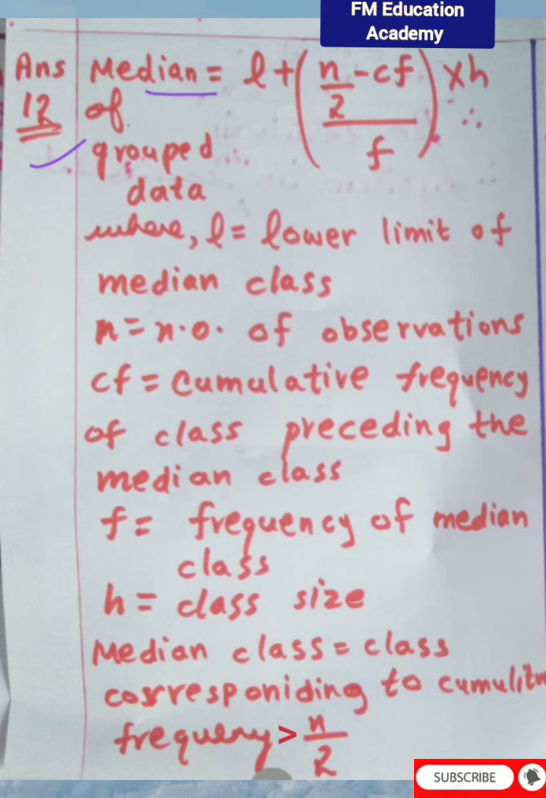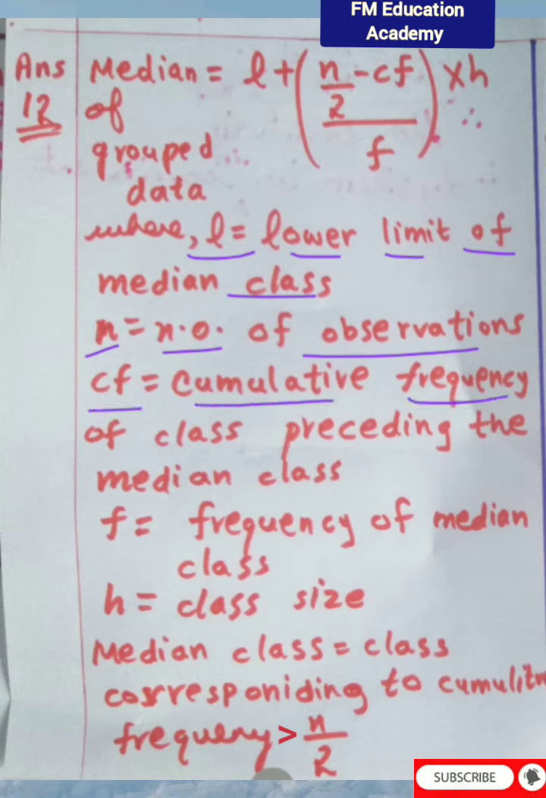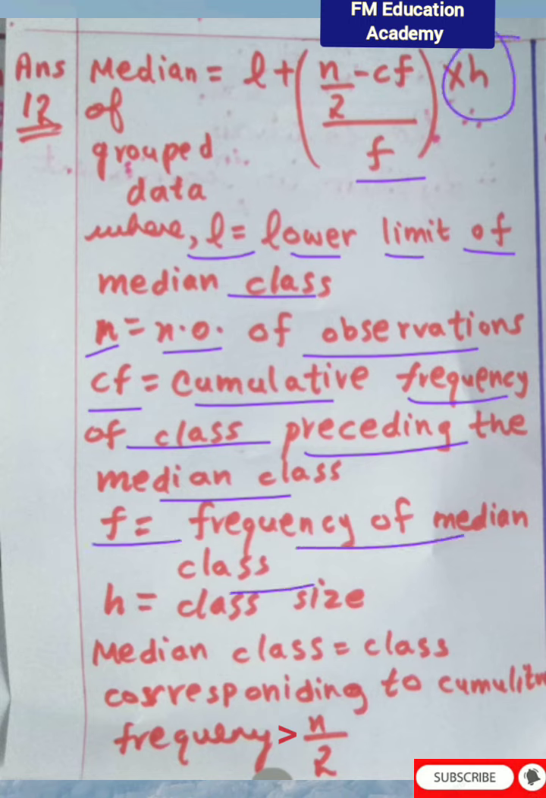Answer 12. Median of grouped data is given by the formula L plus (n by 2 minus Cf) by f, into h. What is L here? L is the lower limit of the median class. n is the number of observations. Cf is the cumulative frequency of the class preceding the median class. f is the frequency of the median class, and h is the class size.